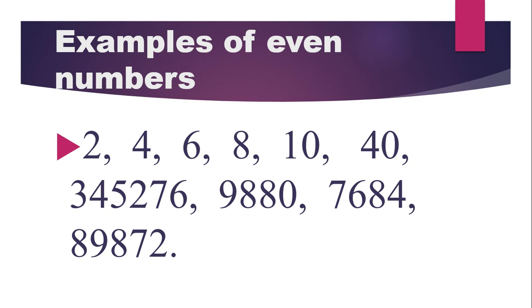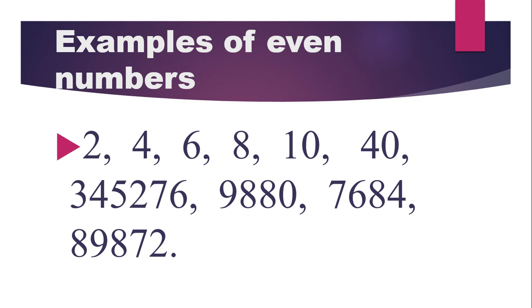The number 9,880, wow, that's a big number, isn't it? Yes, but we can tell without actually doing the division that the number 9,880 is exactly divisible by 2. What about the next number, 7,684? Yeah, that's a big number too, but we can tell. Yeah, because it's an even number.